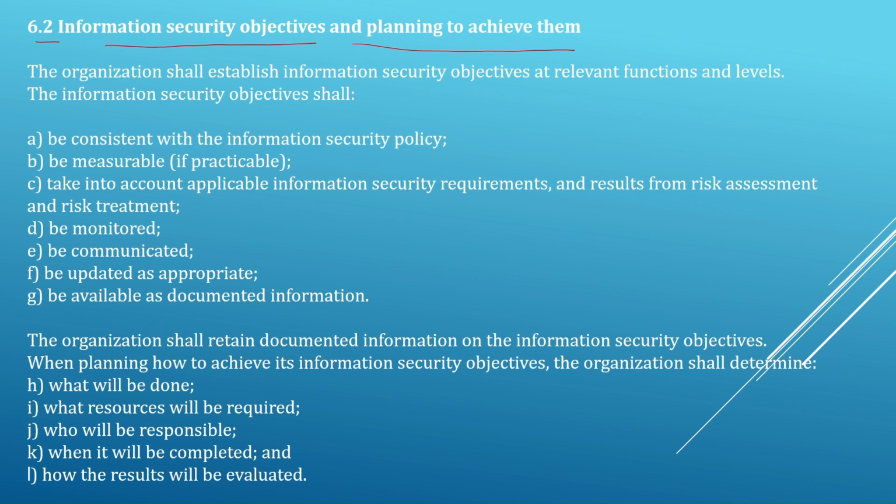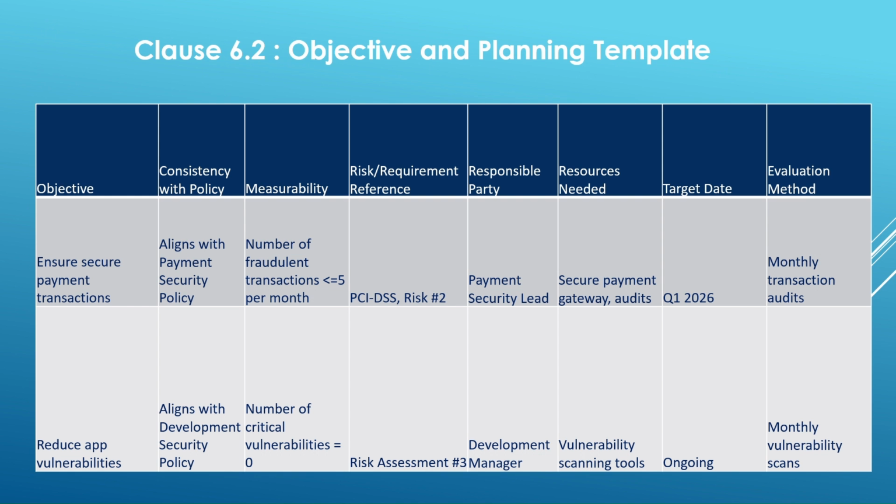6.2 focuses on ensuring that your organization sets security objectives and then sets a plan aside of how you're going to meet your objectives. That is specific to information security objectives. For example, let's look at this slide. I'm using this template as an example to explain the objective and the planning of the 6.2 clause.